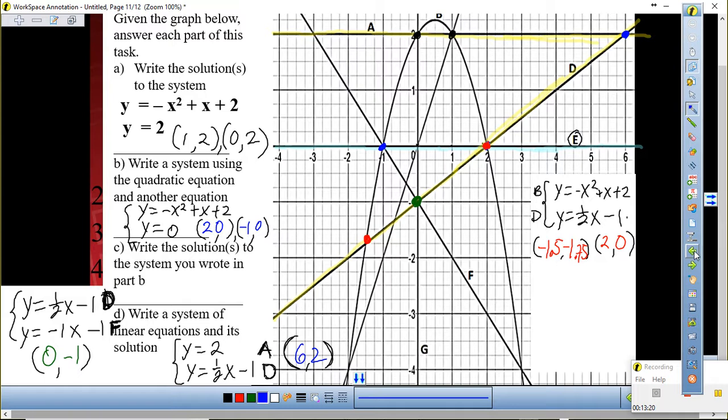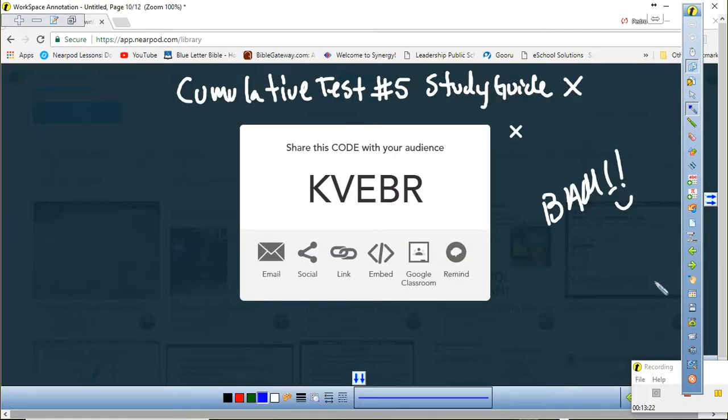Here's a code for Nearpod. Cumulative test number 5, study guide X. And the code is KVEBR. So you go to Nearpod, type that in, and the first screen is going to say, go to the next screen and look at study guide X. The next screen, after the introduction screen, it says, well, I'll show you right now as soon as you copy that. Everybody done? All right, so watch.